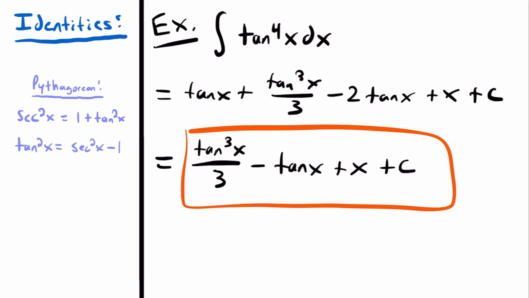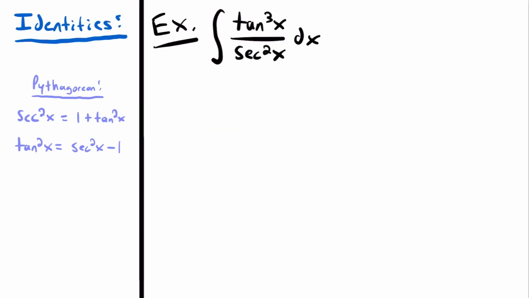Let's look at one more example for this video. All right, so here's our last example. We have the integral of tangent cubed x divided by secant squared x times dx. And so in this case, if we look at both of our trig functions, we have tangent to the third power and secant squared. And so since we have tangent to a power of 3, which is odd, we should start by splitting up that odd power.